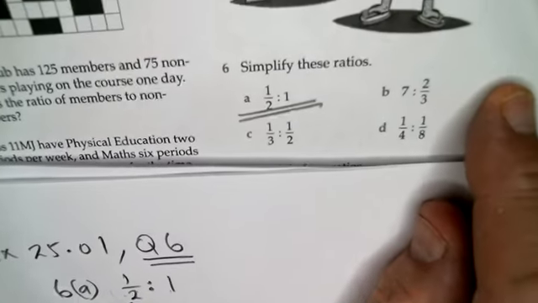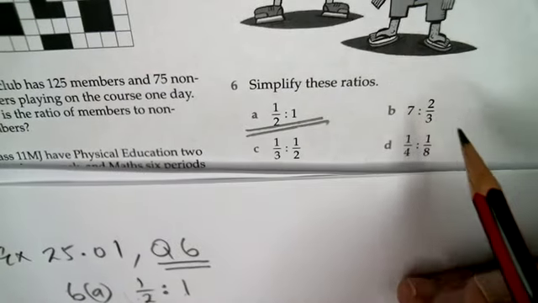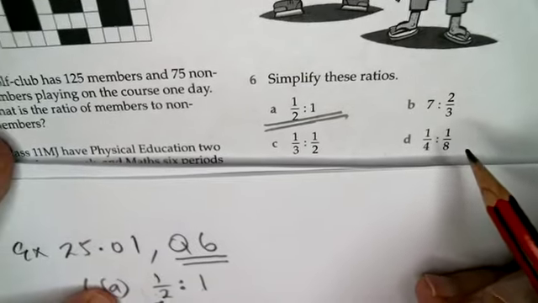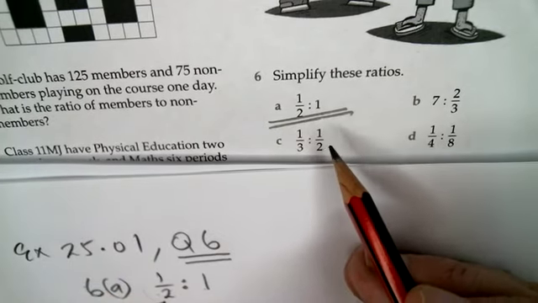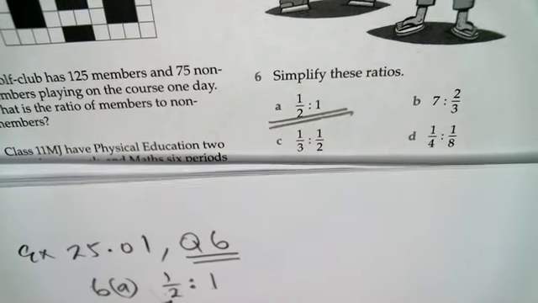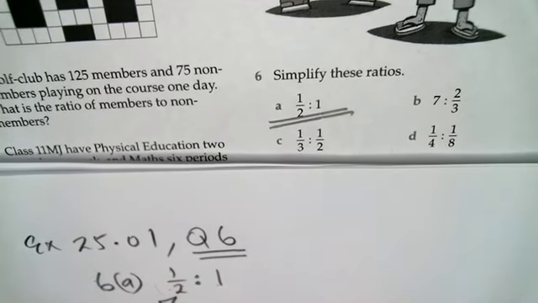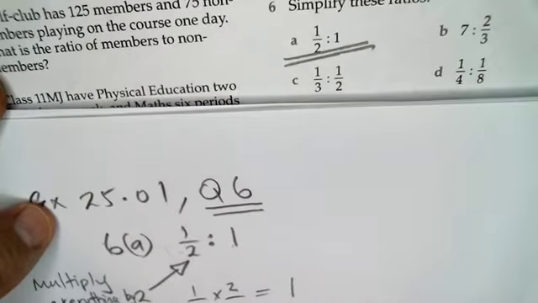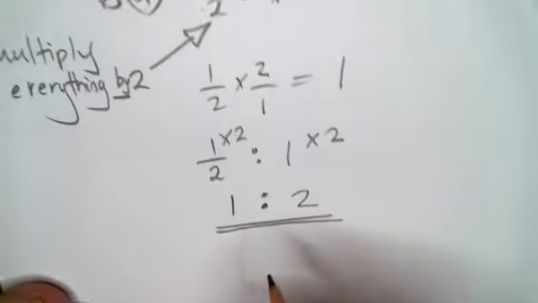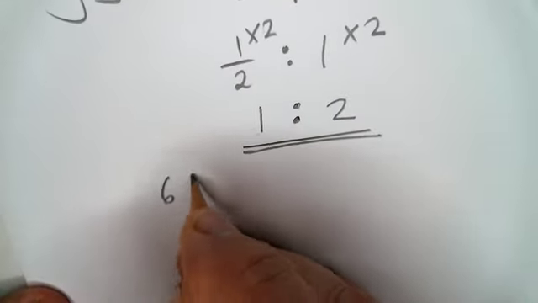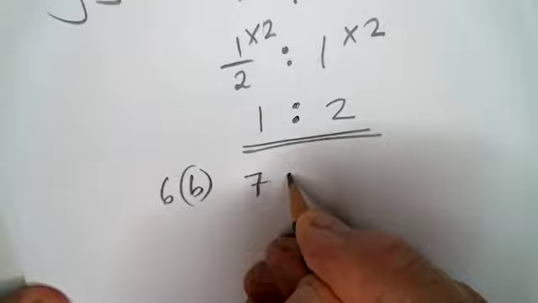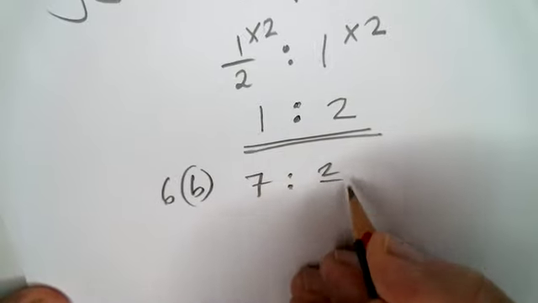Okay, here we go. These are really cool, these ones. What about C, 1/3 and 1/2? All right, so this one, oh, actually, I like B. We'll do B first, then we'll come back and do C. So B, 7, and the other one is 2/3. So this is 6b. We've got 7 to 2/3.